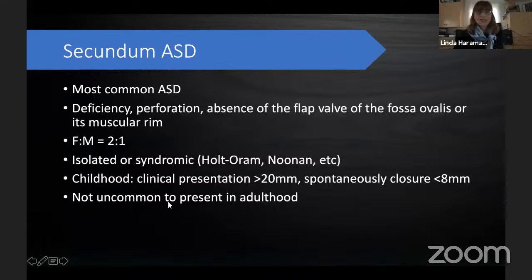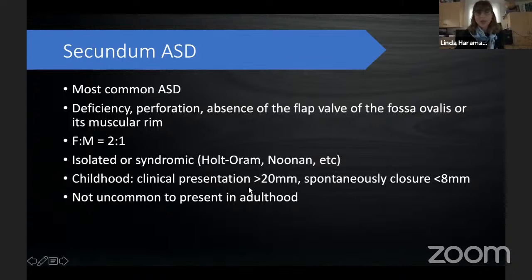Secundum ASD is the most common ASD. It's due to deficiency, perforation, or absence of the flap valve of the fossa ovalis or its muscular rim, and it has a female to male predominance, and that predominance is not just present in childhood, but it's present in adulthood as well. And the majority of ASDs that we diagnose in adults are women. Often it's an isolated anomaly, but it can be associated with syndromes such as Holt-Oram or Noonan syndrome.